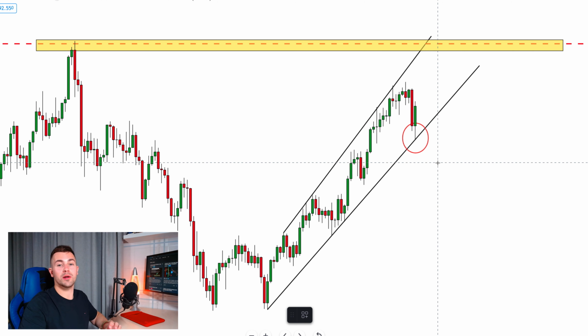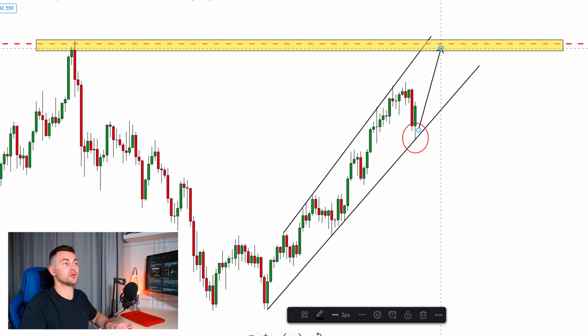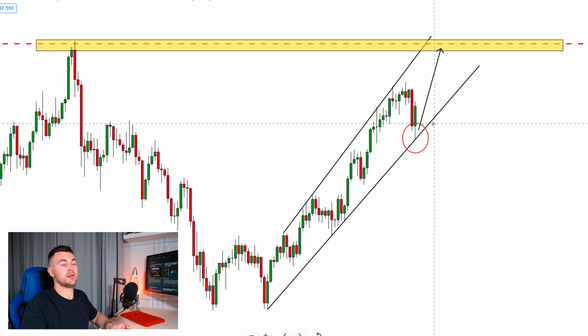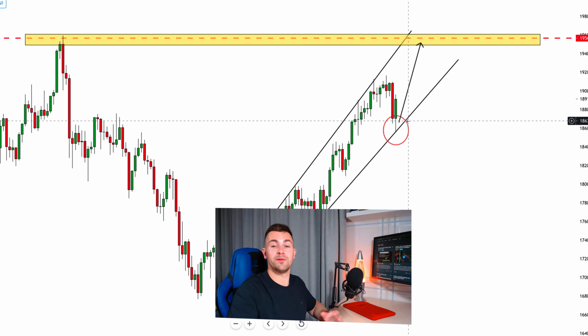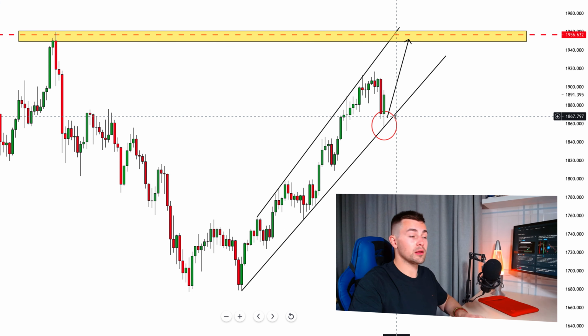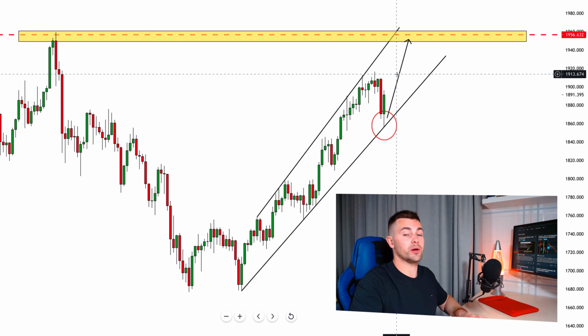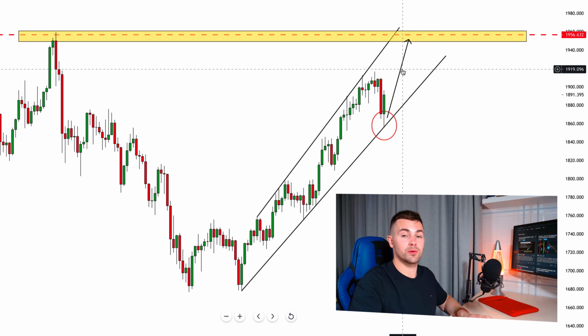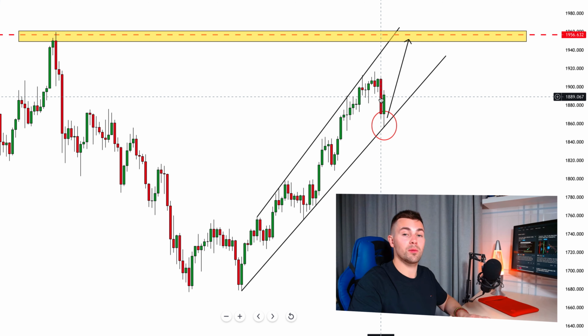And next week, and probably during the entire June, I am quite sure that the price will reach that strong structural resistance. So very bullish buyers, expecting a bullish continuation right here. I'm quite sure that it will happen. Bullish trend continuation is the most probable option right here.